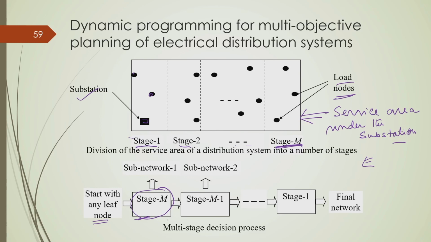And then after getting the solution, we provide it to stage m plus 1, and this solution is called sub network 1 here. So, whatever solution we get by solving stage m, that is sub network 1, is submitted to the next stage in order to get sub network 2, and so on. And then after solving stage 1, we will get the final network topology.